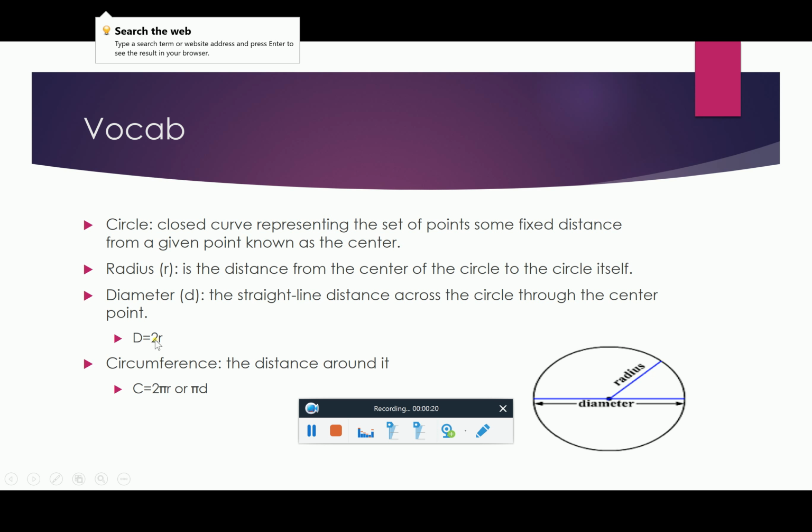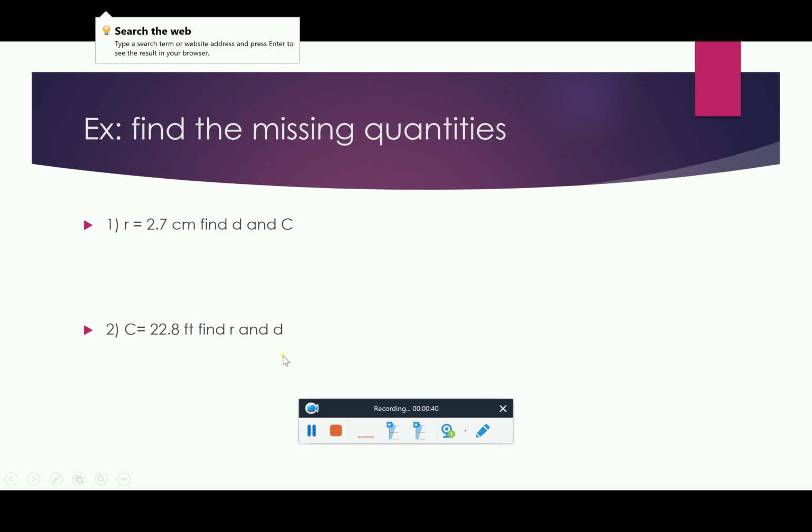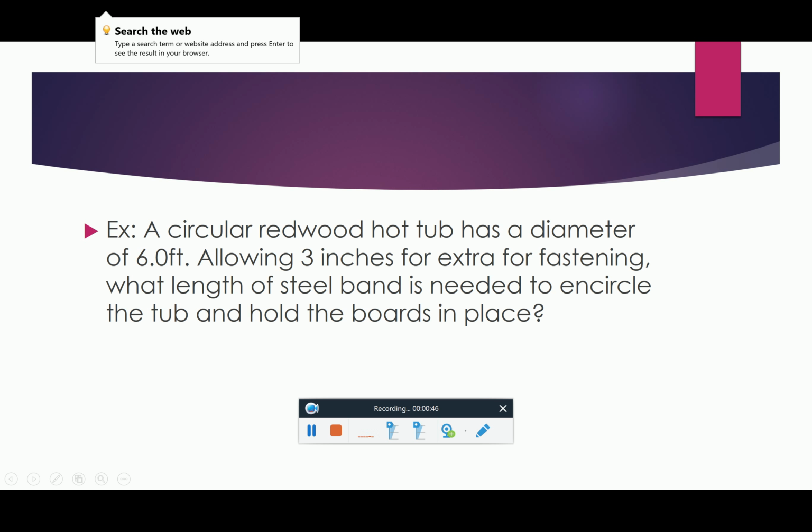So your formula would be 2 times r gives you diameter, or you could take diameter and divide it by 2. Your circumference is the area outside the circle, also known as your perimeter of the circle, and you can either do pi times the diameter, pi is 3.14, or 2 times pi times your r. All right, so let's say we want to find the missing quantities, and we have 2.7.